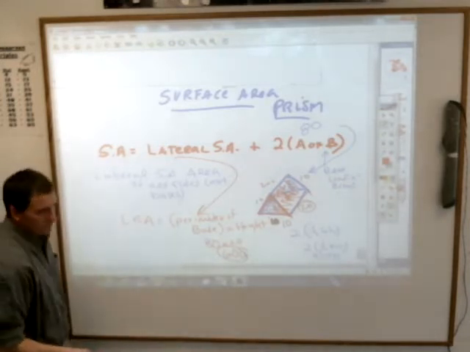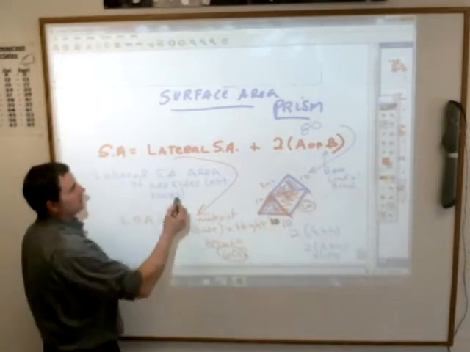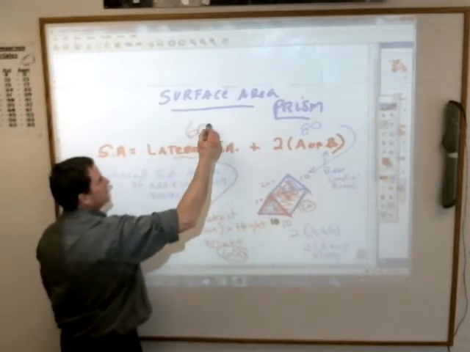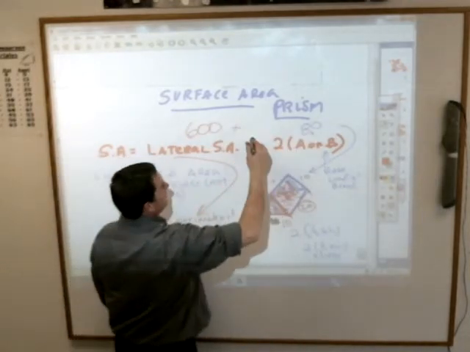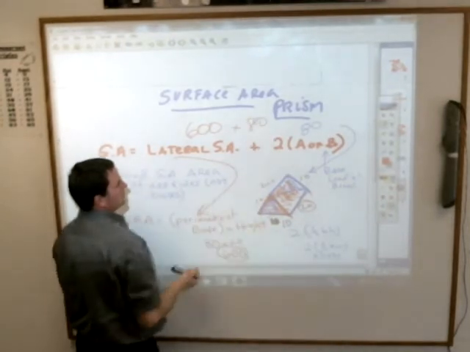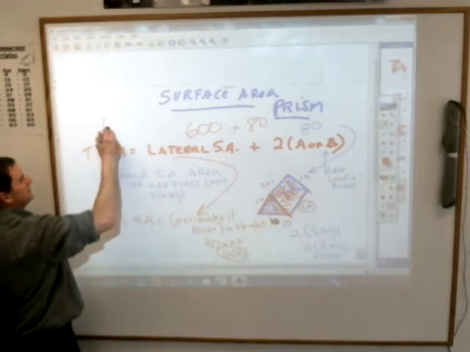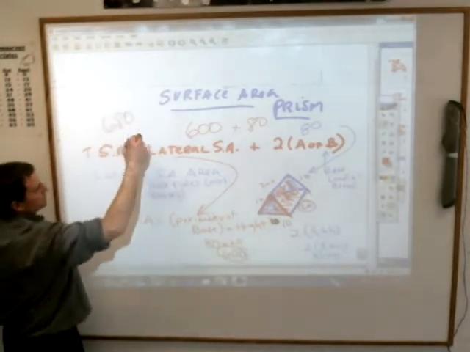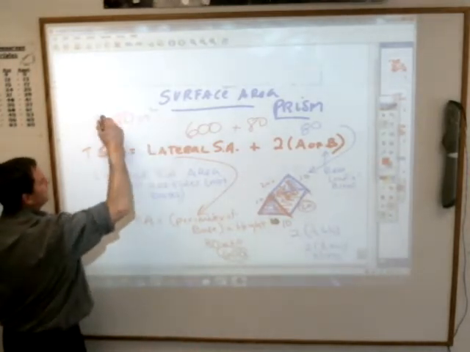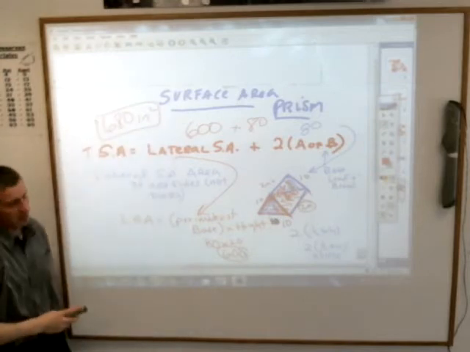Now my total surface area is that lateral surface area plus what I said, the 2 times the area of the base. So my total surface area, maybe I should put that down here, is 680, whatever it was, inches squared. Wasn't that just astounding?